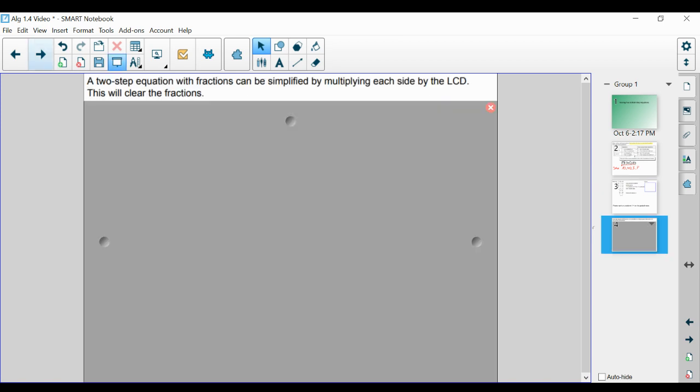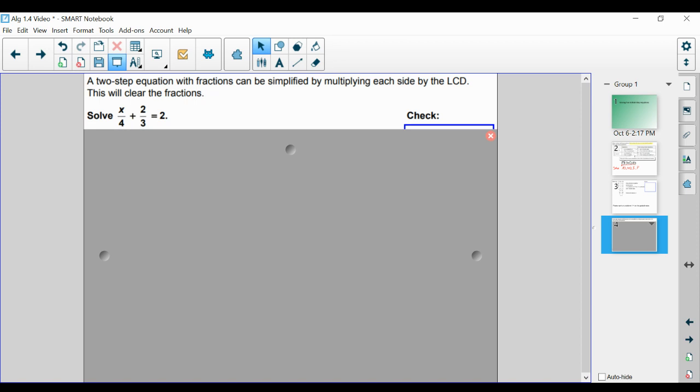All right, a two-step equation with fractions can be simplified by multiplying each side by the LCD. This will clear the fractions. The LCD is the least common denominator. You also hear it as the least common multiple. So for example, let's say we have x divided by 4 plus 2 over 3 is equal to 2.